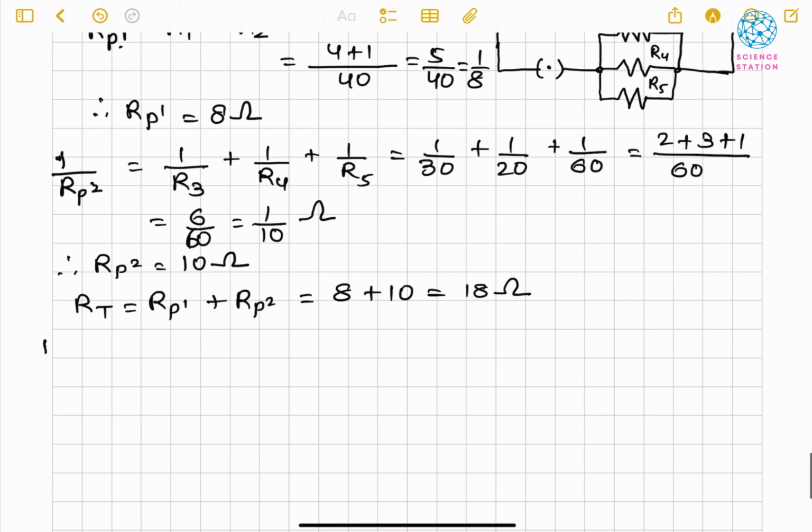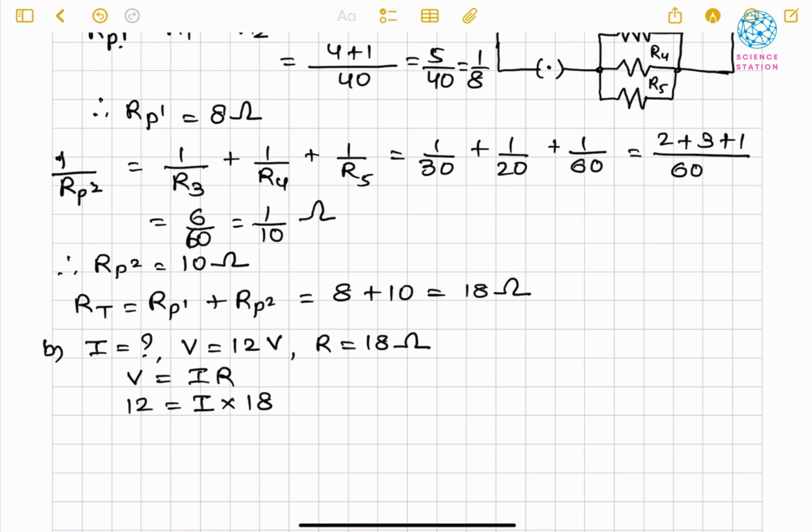And then in B part he has asked me the current I, where V equal to 12 volt and R equal to the total resistance, which is 18 ohm. So we know that V equal to IR is the formula. So V is 12, I don't know, into R is 18. So I will be 12 upon 18. So that will come as 0.6 ampere.